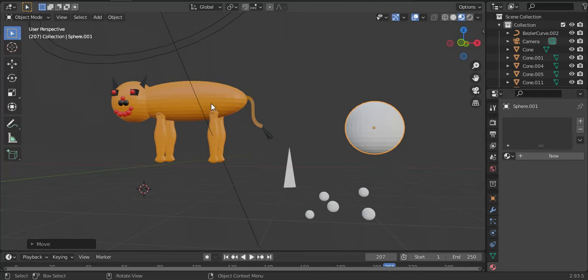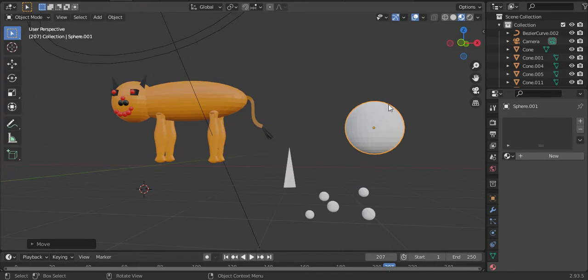Hello students, look at this beautiful tiger. This tiger is built using sphere, cone, tube and curve. The objects are placed one above the other. Now let us try to place the objects one above the other and make a face of the tiger.